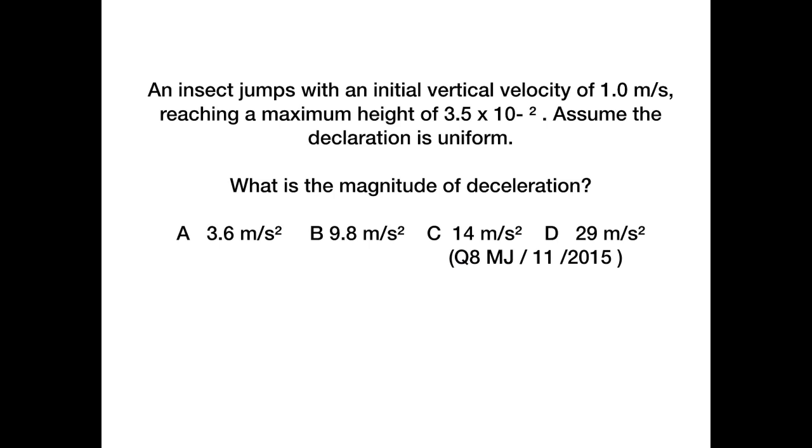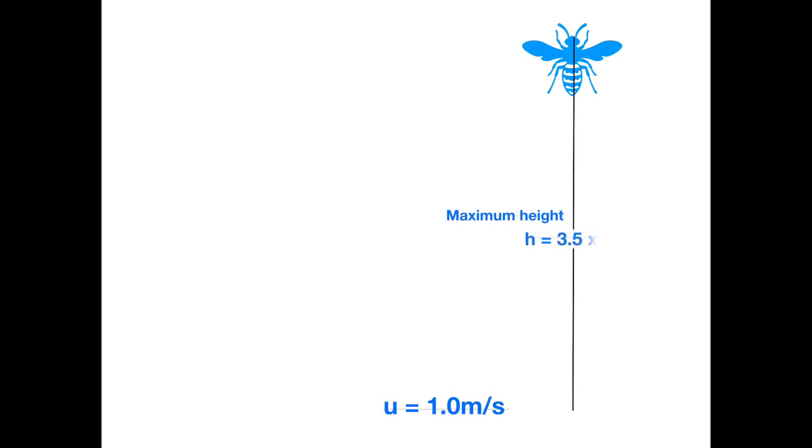So let's understand what the situation is given to us. They say that there was an insect which jumps with an initial velocity of 1.0 meters per second. So that means that initially, as it starts to jump, its velocity is 1.0 meters per second. This is the initial velocity of the insect. Okay, now as the insect goes up, it will go up to maximum height. The word maximum height is mentioned in the question. Okay, so it makes some very important point. How much is the maximum height? Okay, that is 3.5 into 10 to the power minus 2 meters.